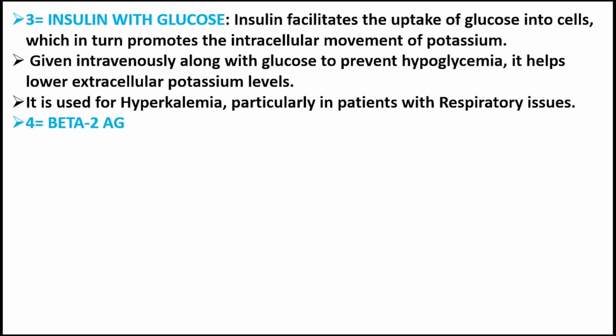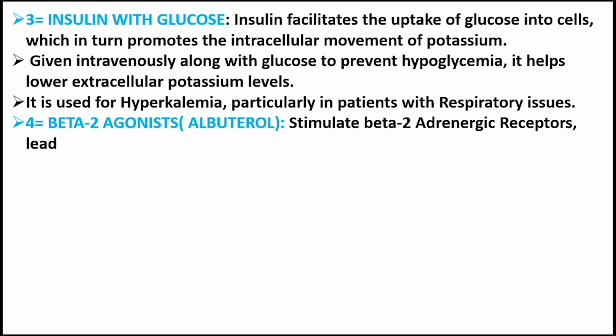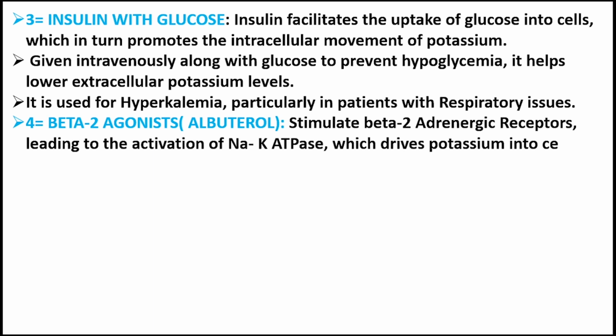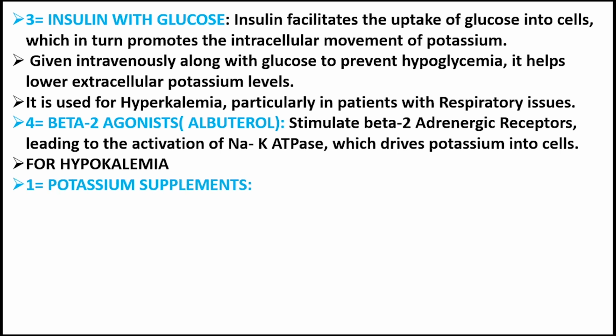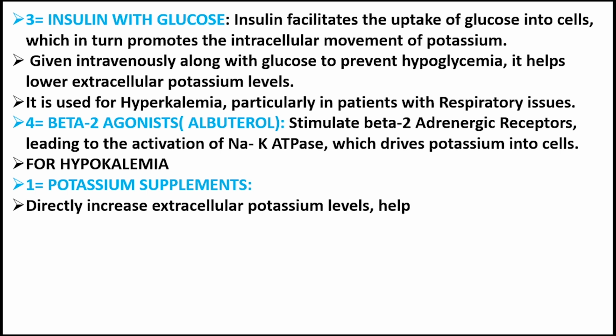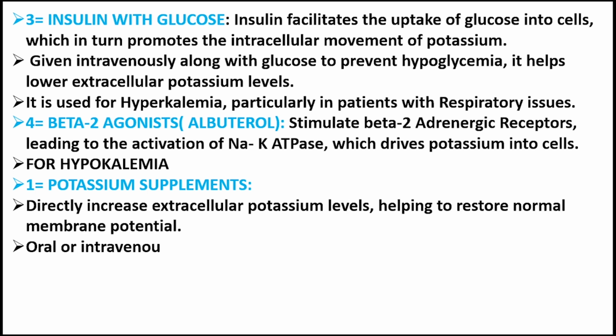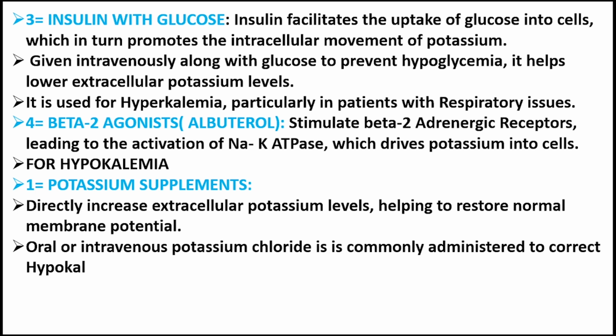4: beta-2 agonists, e.g., albuterol, stimulate beta-2 adrenergic receptors, leading to the activation of Na-K ATPase, which drives potassium into cells. For hypokalemia. 1: potassium supplements. Directly increase extracellular potassium levels, helping to restore normal membrane potential. Oral or intravenous potassium chloride is commonly administered to correct hypokalemia.